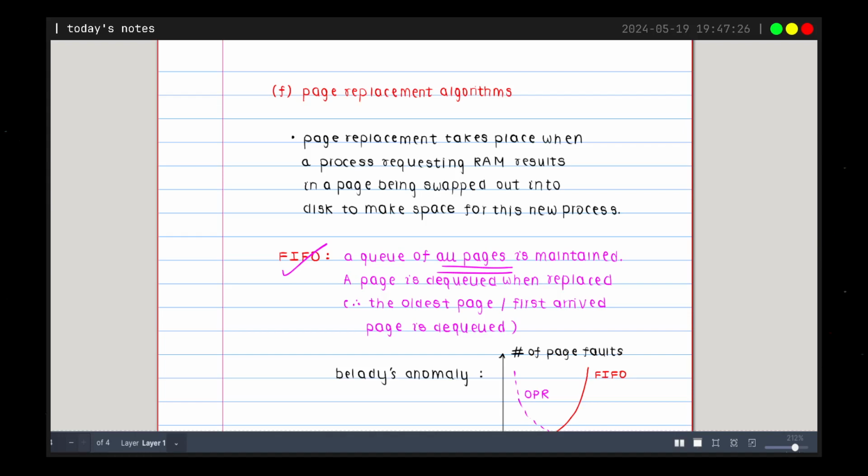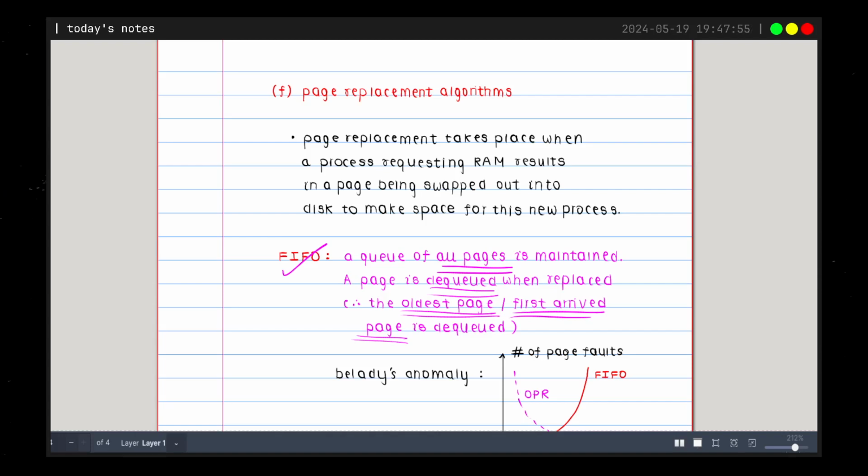You choose the one at the front of the queue to kick out. So the page is dequeued, and that page that was dequeued is the one that is replaced by a new one. If you think about how a queue works, whoever is at the front of the queue would be the one that stayed in the queue for the longest time. Therefore, who's going to get kicked out is the oldest page, or the one that first arrived in the queue. So remember, first in, first out page replacement basically kicks out the one that has stayed in the RAM for the longest time.